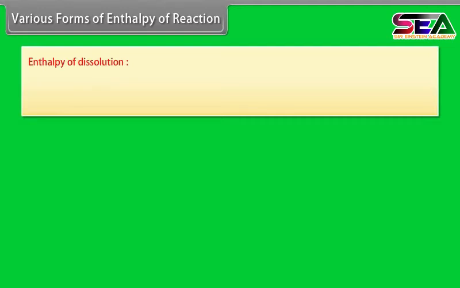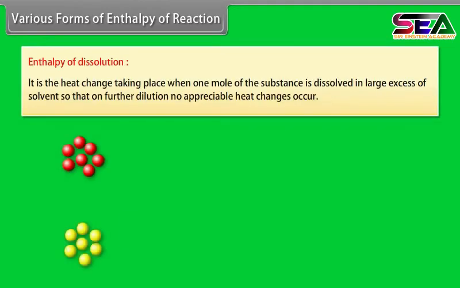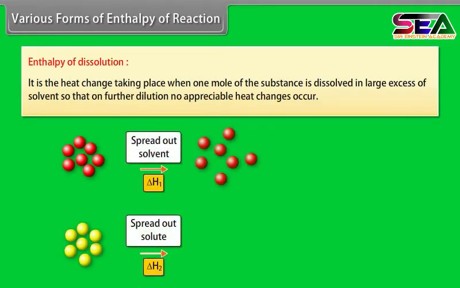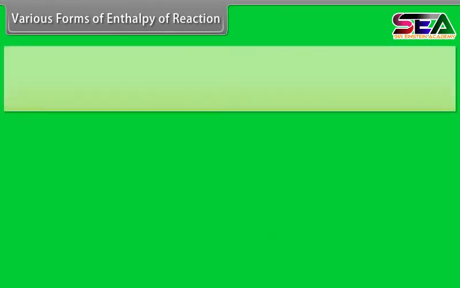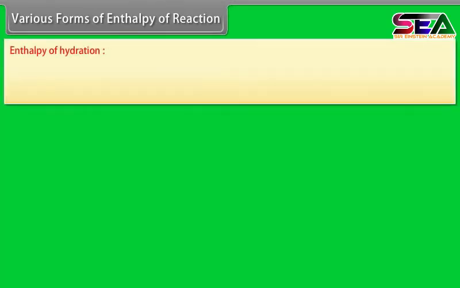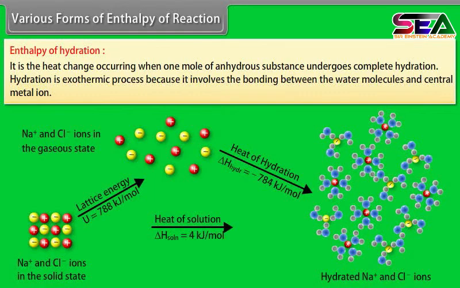Enthalpy of dissolution. It is the heat change taking place when 1 mole of the substance is dissolved in large excess of solvent so that on further dilution no appreciable heat changes occur. Enthalpy of hydration. It is the heat change occurring when 1 mole of anhydrous substance undergoes complete hydration. Hydration is exothermic process because it involves the bonding between the water molecules and central metal ion.